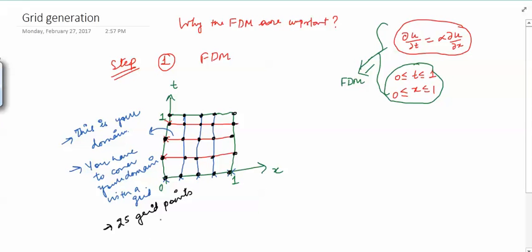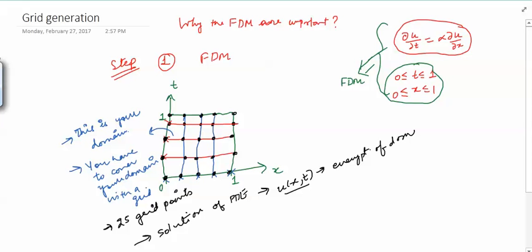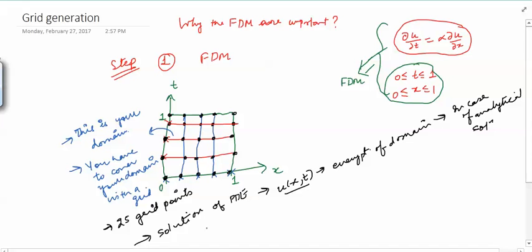Now what do you want? A solution of your PDE. If you find the analytical solution, it means that you know the solution u(x, t), u is a function of x and t at every point of the domain. This is what you know in case of an analytical solution. But since we don't know the analytical solution, what does the finite difference method do?